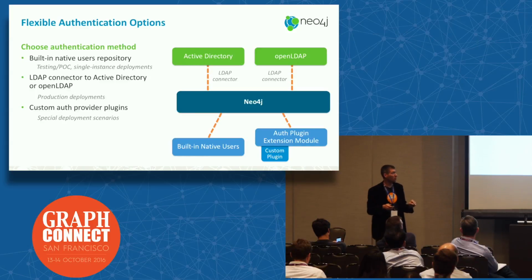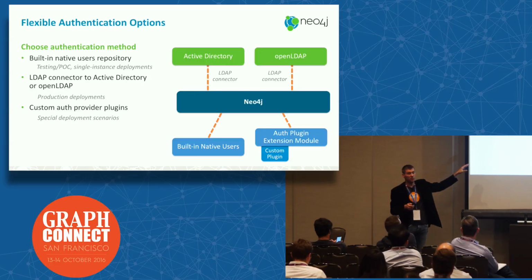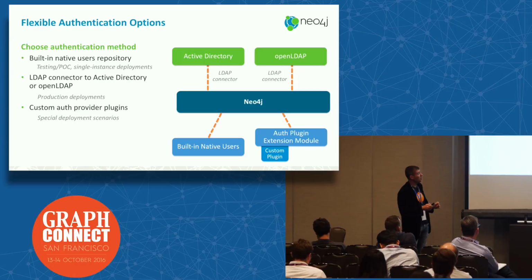I think it's very, very powerful. Configuring which authentication provider you use is a single-line statement in neo4j.conf. Native users is enabled by default, and it's a single-line statement. It's very easy to use. So let's look at the LDAP case, which I believe 90+% of our enterprise customers will use.